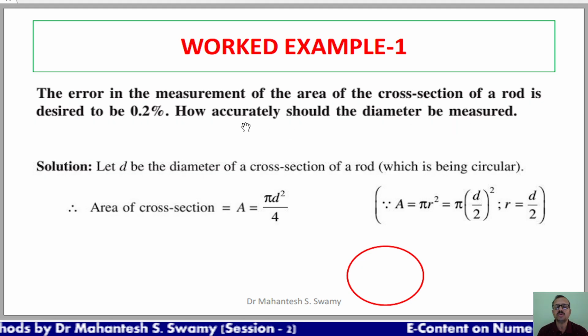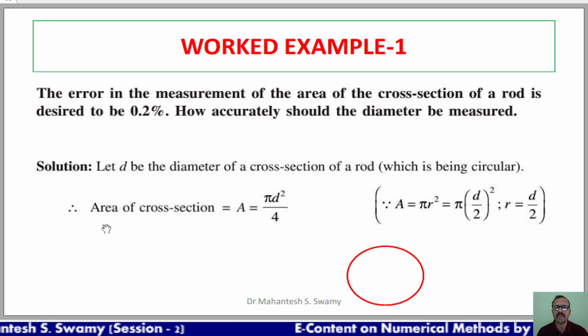So we have to determine the error involved in the diameter of this circular rod. You look at the formula for the cross-sectional area of a rod. We have said it is circular, and we know that the area of a circle is pi r square.